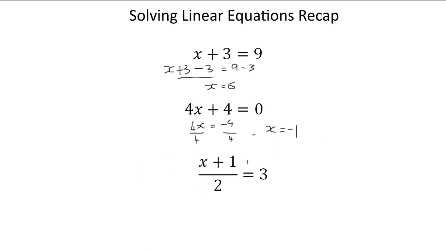For the last situation here, we need to get rid of this fraction. So what we do is just multiply the 2 over to the other end. So we have x plus 1 is equal to 3 times 2, which is 6. And then we just move the 1 over to the other end by subtracting 1 from both sides. And we're left with 5. And done. That's it. So that's what we've done with solving linear equations, that kind of thing.